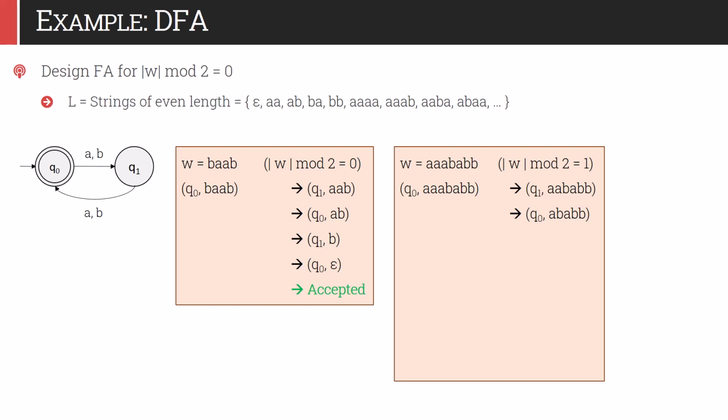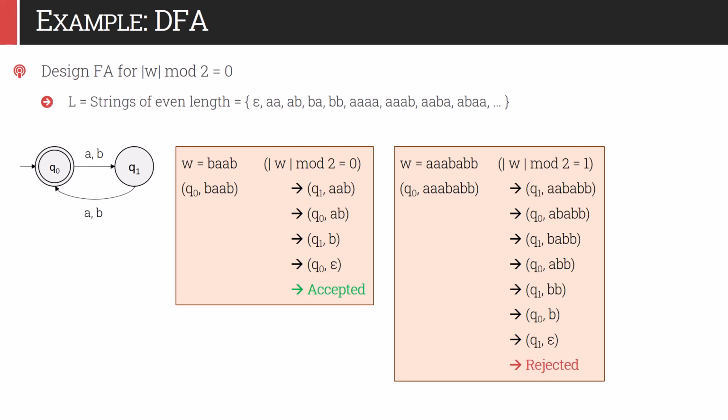From Q0, if we read A, we move to Q1. The remaining string is BAAB. From Q1, when we read B, we go to Q0. From Q0, if we read A, we move to Q1. From Q1, if we read B, it goes to Q0. And from Q0, if we read B, we move to Q1. And no characters are left in the string. It's epsilon, it's null.